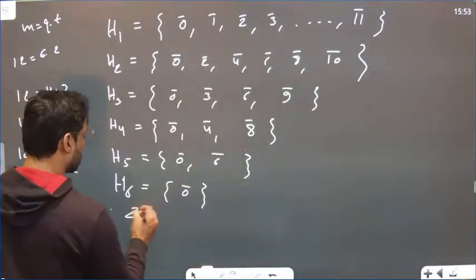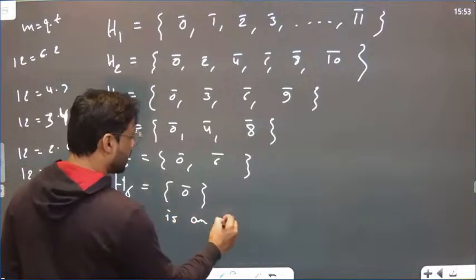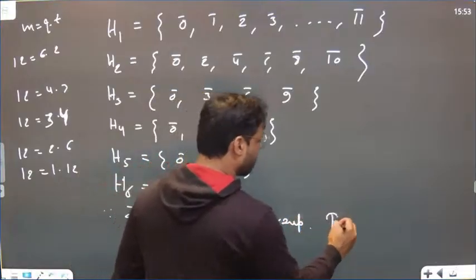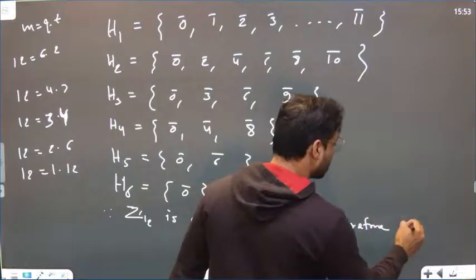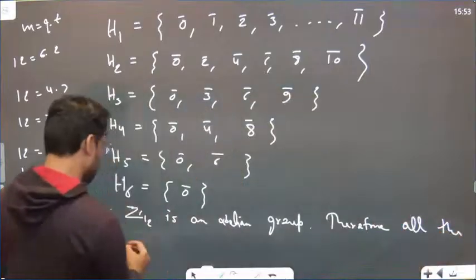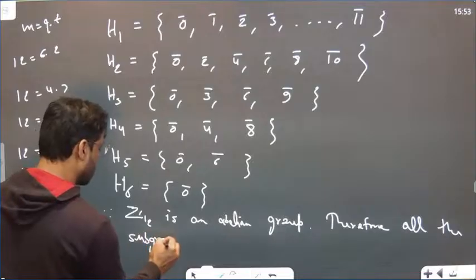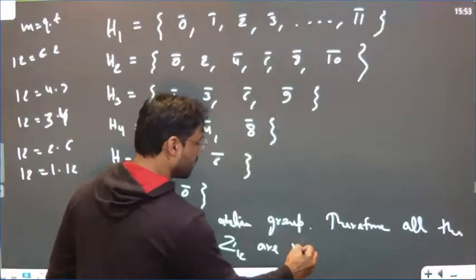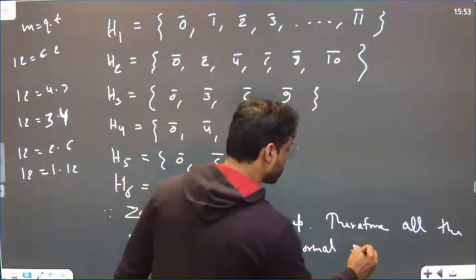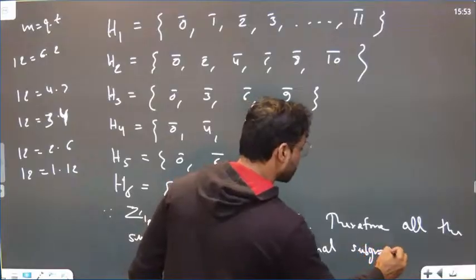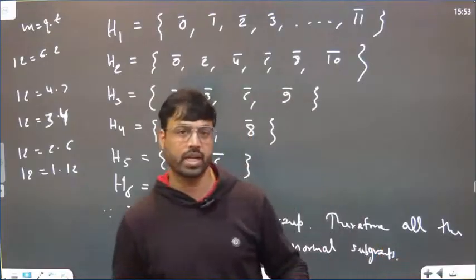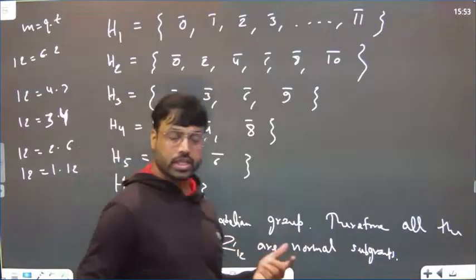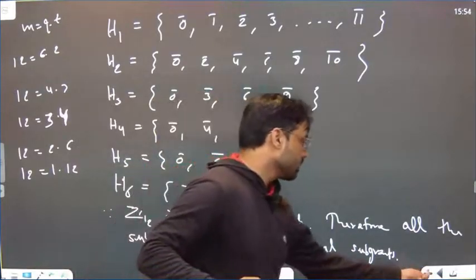Since Z12 is an abelian group, all the subgroups of Z12 are normal subgroups. Now we have discussed the quotient group. We need only a group and a normal subgroup. So we have the 6 normal subgroups and one group G equal to Z12. So now simply we can write the quotient groups.